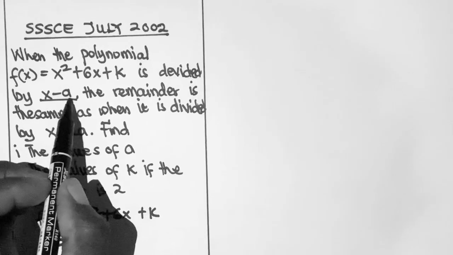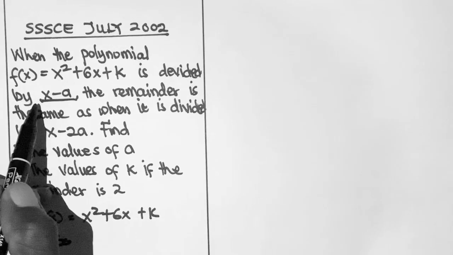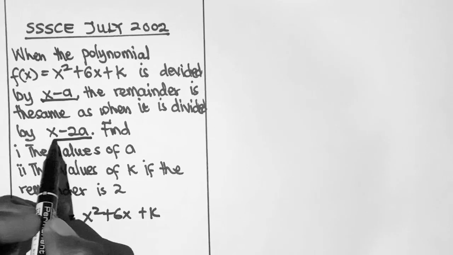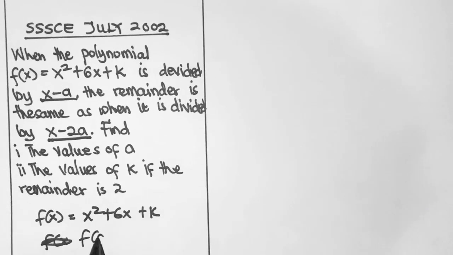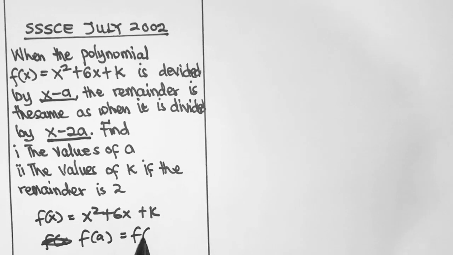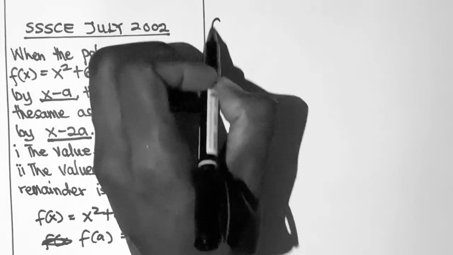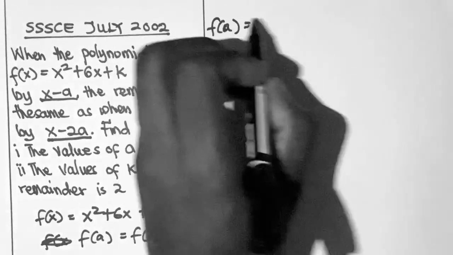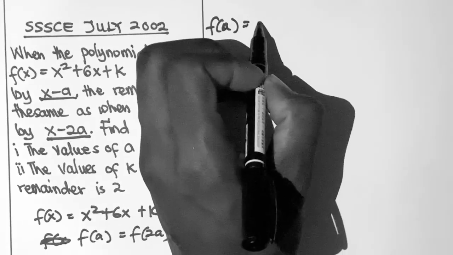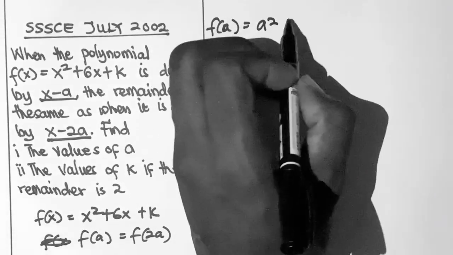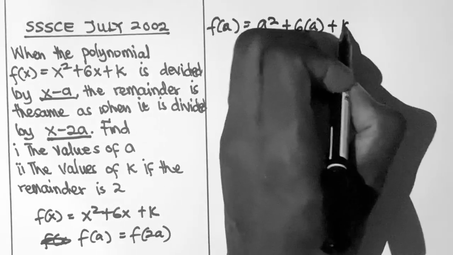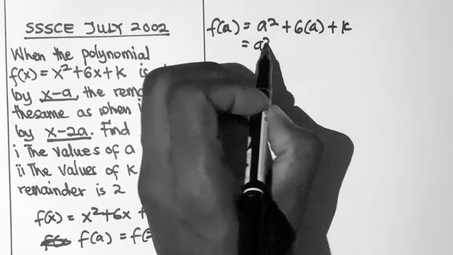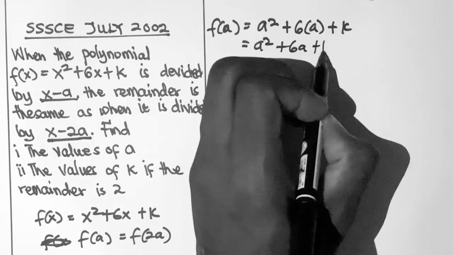So the question says that if it is divided by x minus a, it is the same as if it is divided by x minus 2a. So what it means is that f of a is equal to f of 2a. So let's find f of a. F of a is equal to, wherever you see x, put a. So that becomes a squared, then plus 6 times a, then plus k. So this is equal to a squared plus 6a plus k.